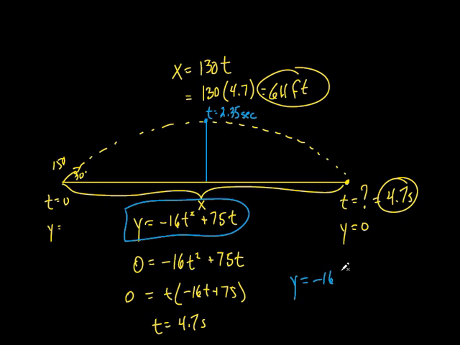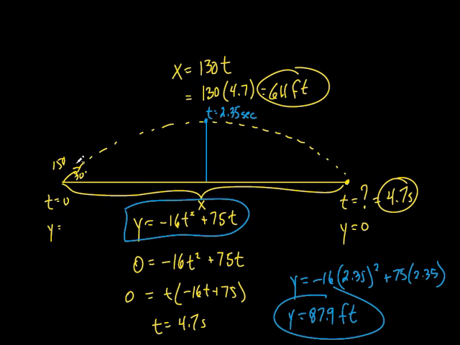I could go negative 16 times t. What's my t? 2.35, squared, plus 75 times 2.35. Almost done, I know you got to go. y equals, and you put it in here, it's about 87.9 feet. Look at that. Isn't that amazing? Just from that little information, just knowing the speed and the angle that that ball went, look what we figured out. We figured out how long the whole entire trip took, right? The distance that it traveled. And we also figured out the vertical height, how high it was at the top of its flight. Isn't that pretty cool? And there you go.